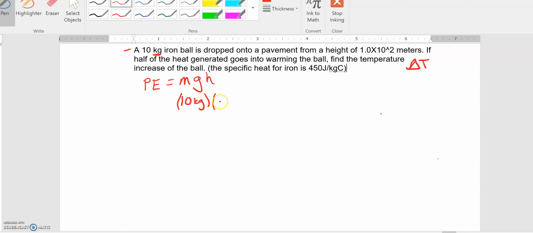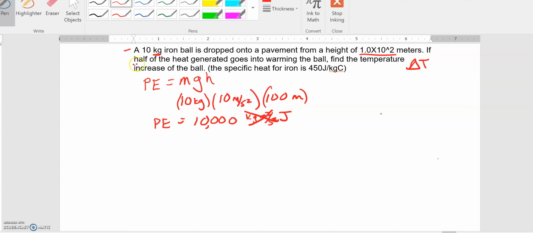Gravity, you can either use 9.8 or 10. I'm going to go ahead and use 10 meters per second squared. And then my height is 100 meters. Multiply all those together, and we get a potential energy of 10,000. Now our label is a kilogram meter squared per second squared, which is a joule.